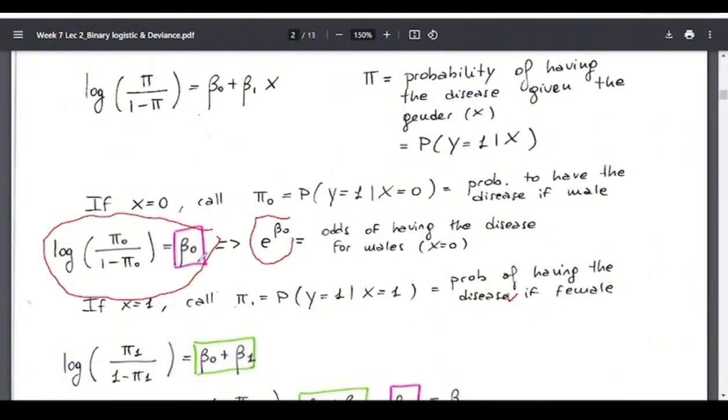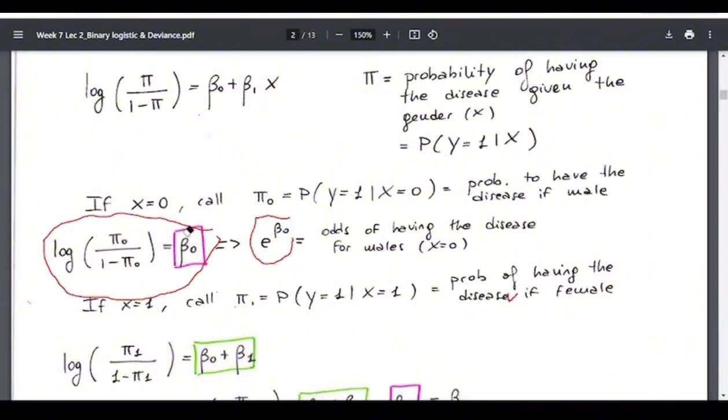Then this guy now, exponential raised to power beta naught, now becomes the odds ratio. It's no longer log odds. So that's going to be the odds of having the disease for male. Don't forget that this time I plug in x equal to 0 for that. So that is the odds of having the disease for male. Can we also do the same and figure out the odds of having the disease for female? Yeah, that can be done. All we just need to do is plug in x to be 1.